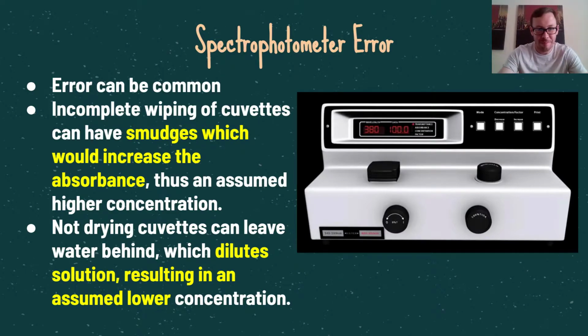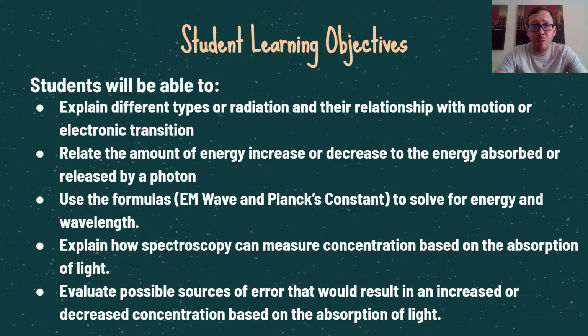So again, today's focus was primarily on electronic transitions and on how we can use light to look at a variety of different properties on a molecular level. And hopefully you can calculate the amount of energy or wavelength of an electronic transition. Also, you should be able to understand and explain the concepts of spectroscopy and possible sources for error. This is the end of Unit 3.